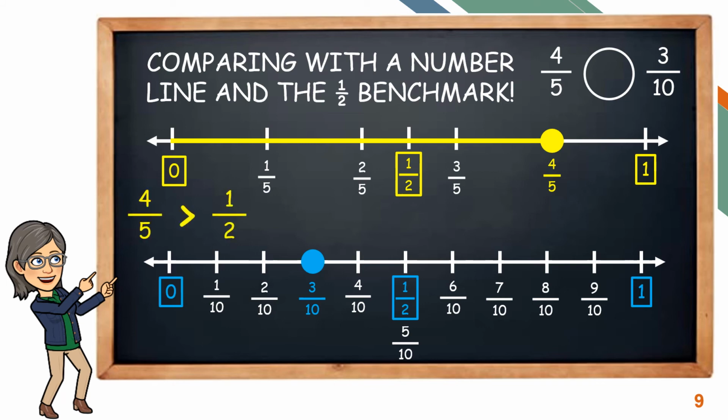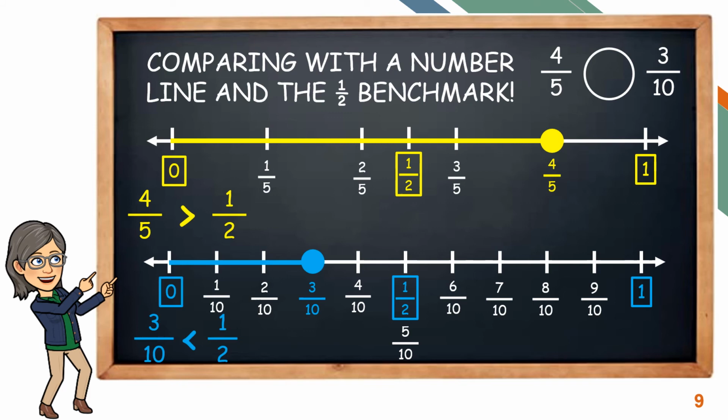Look at the second number line. It has a blue 1/2 in the middle and a blue dot for a blue 3/10. Notice also that we can see that 3/10 is located to the left of 1/2. So 3/10 is less than 1/2.